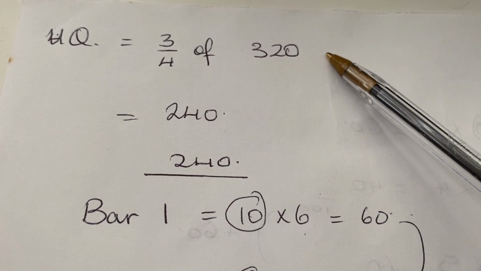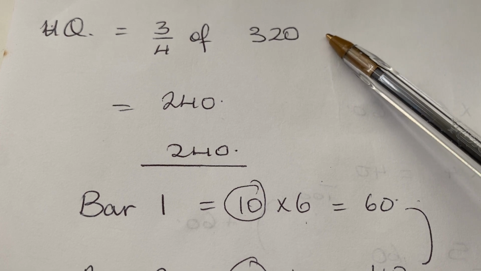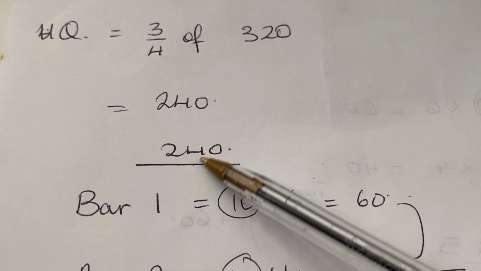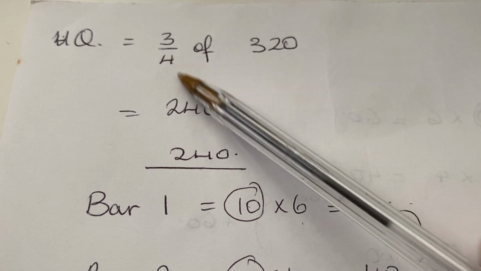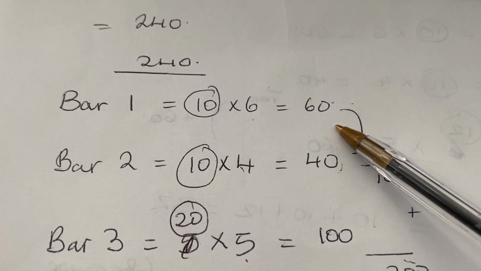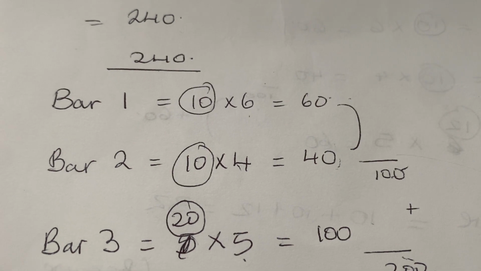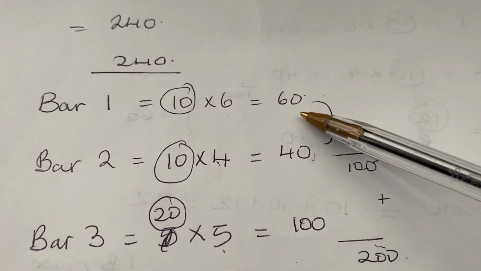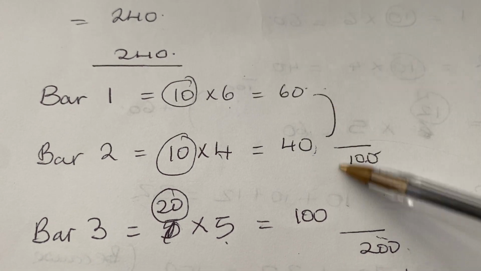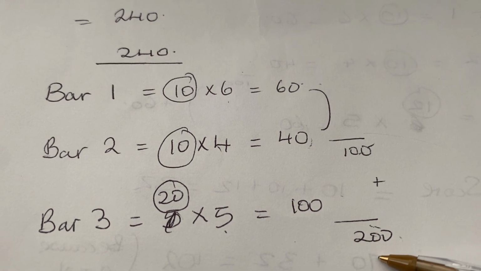Then we need to find the upper quartile. Our upper quartile is 3/4 of 320. That is 80 times 3, so 3/4 of 320 is 240, because 4 goes into 320, 80 times, and 80 times 3 is 240. So again, bar 1, 10 times 6, the class width is 10, and 6 is the frequency density, how tall the histogram is. So 60. Bar 2, 10 times 4 is 40. So we've done 100. We need to get to 240. Bar 3, 20 times 5 is 100. So if you add 100 to another 100, you get 200.